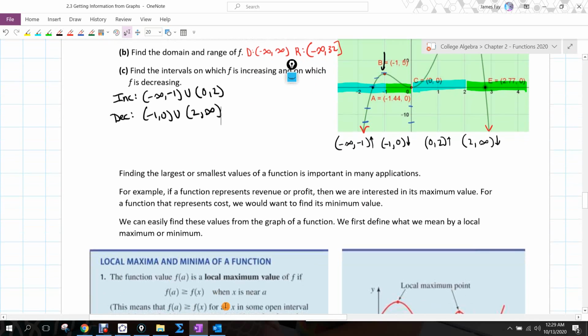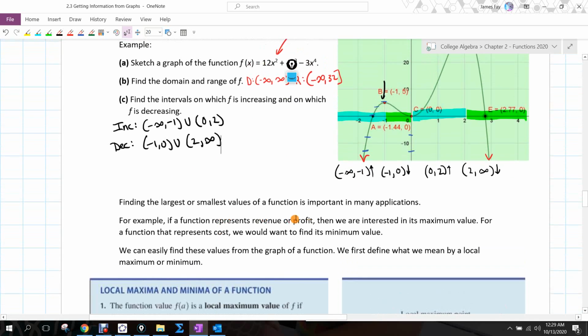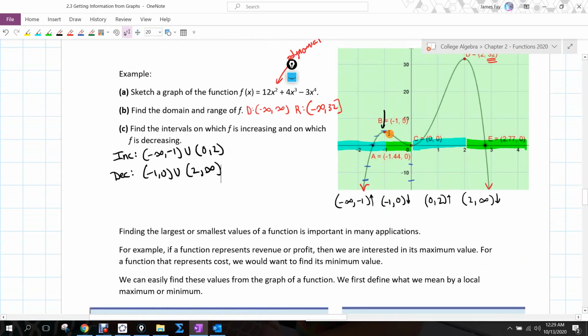It says finding the largest and smallest values of functions is important in many applications. In that place where we change from increasing to decreasing or decreasing to increasing, we see a change in behavior, which identifies that largest or smallest value. That identifies our maximum and minimum, and that's where we'll pick up tomorrow with maximums and minimums.